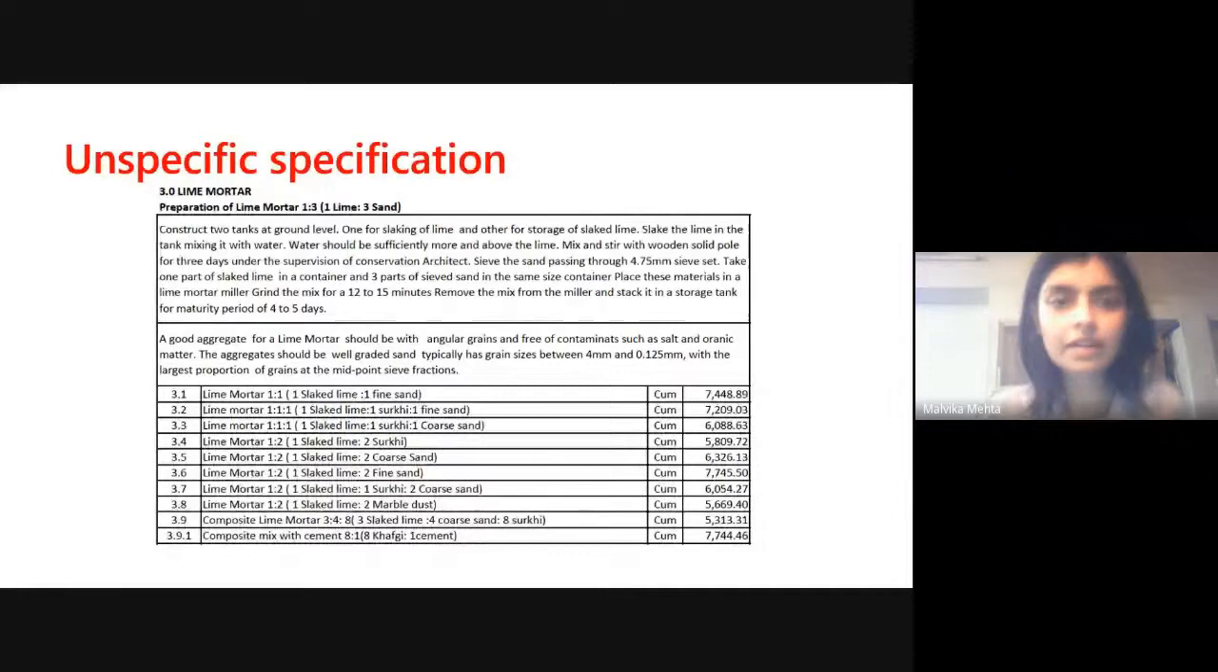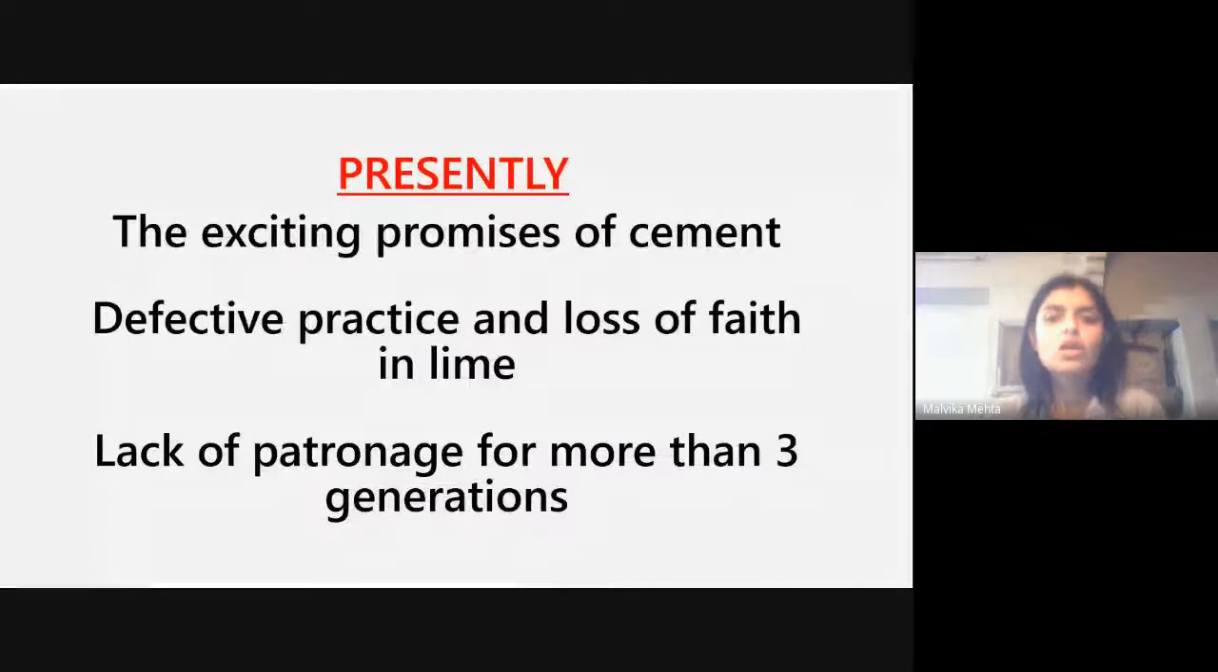contemporary practice really suffers. So where we stood, especially where I stood until early 2019, was that I could see the promises of cement, which was extremely rapid construction, quicker setting times and quicker working times on site, so much more streamlined. And I could see how over time defective practice had led to a loss of faith in the material. And when patronage is lost, then everything suffers, every link in the ecosystem: the supply chain, the artisanship, the specification, the policy, everything suffers.